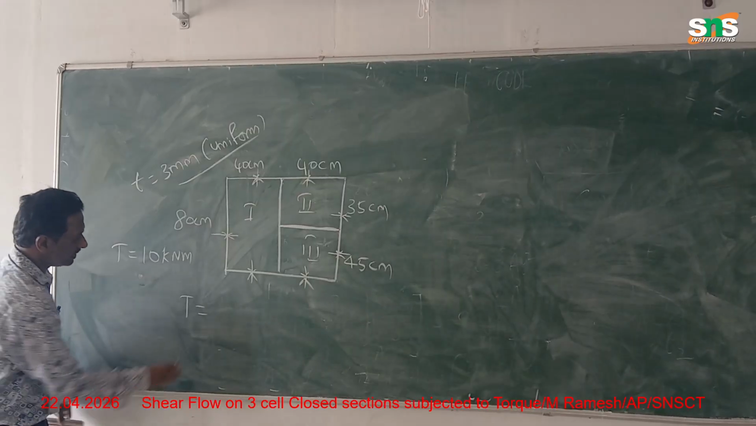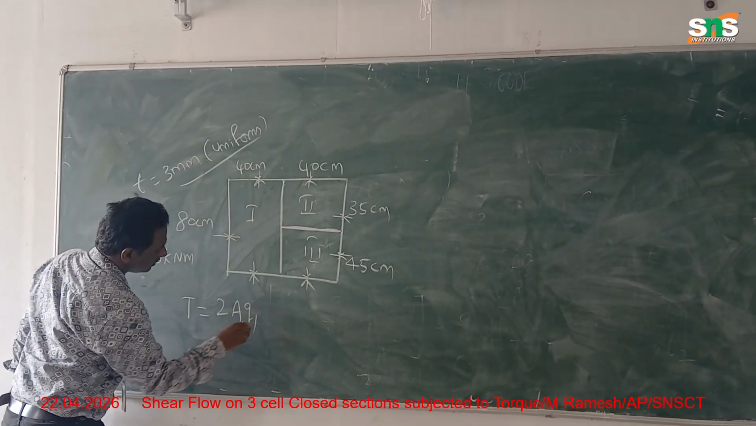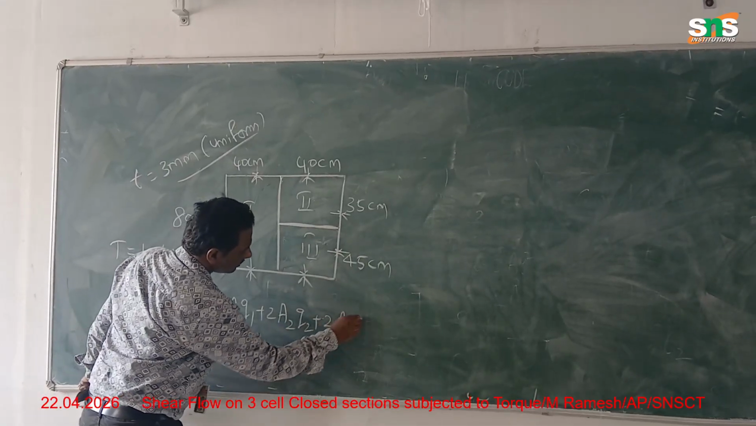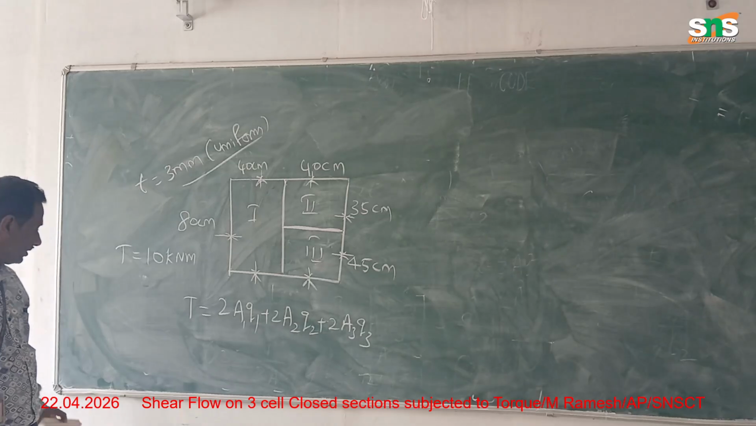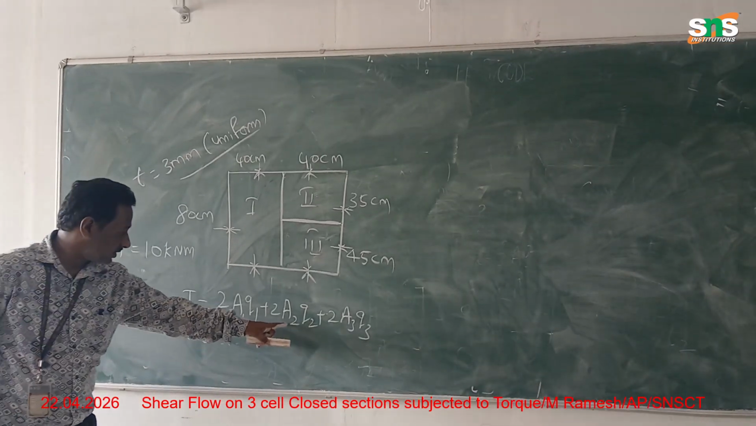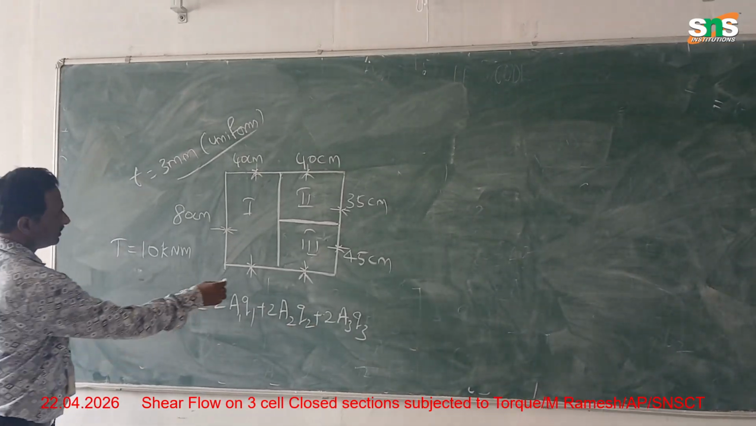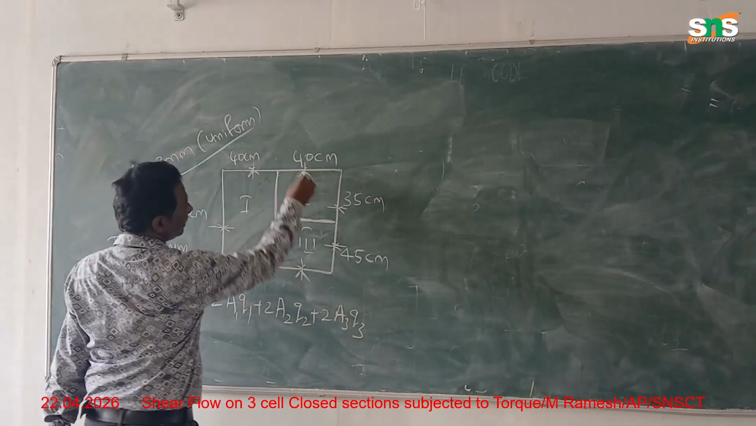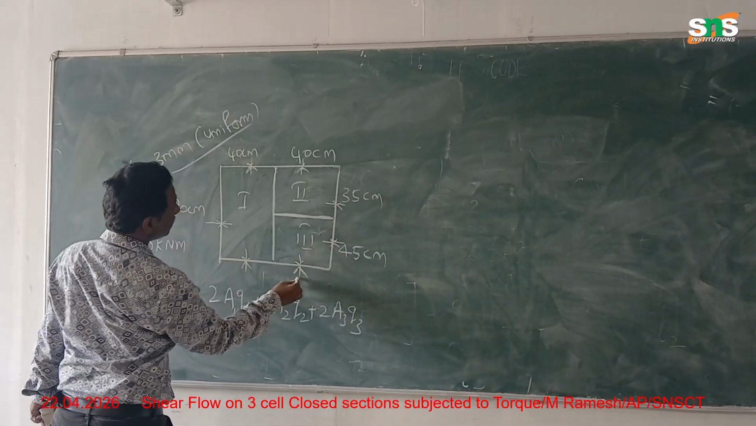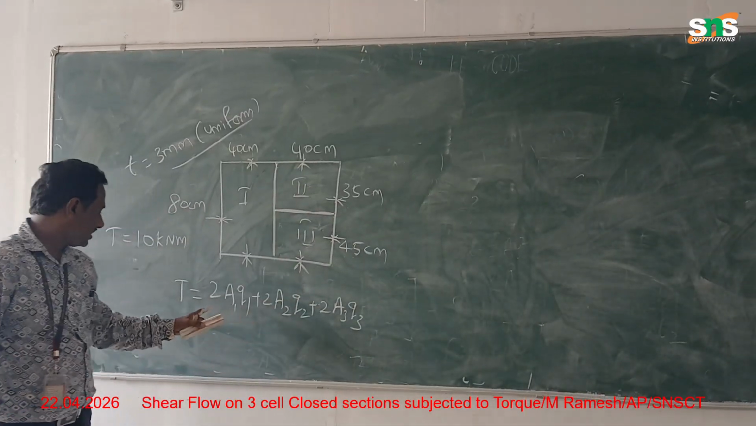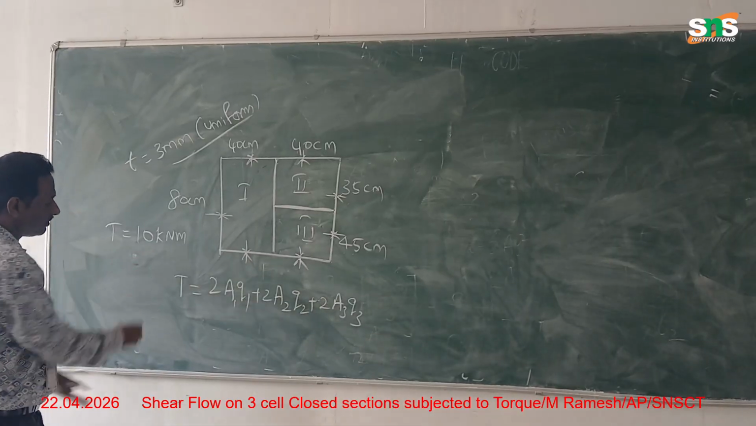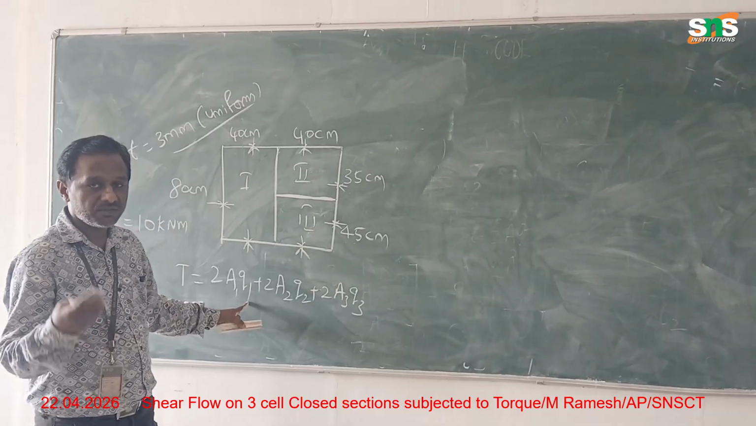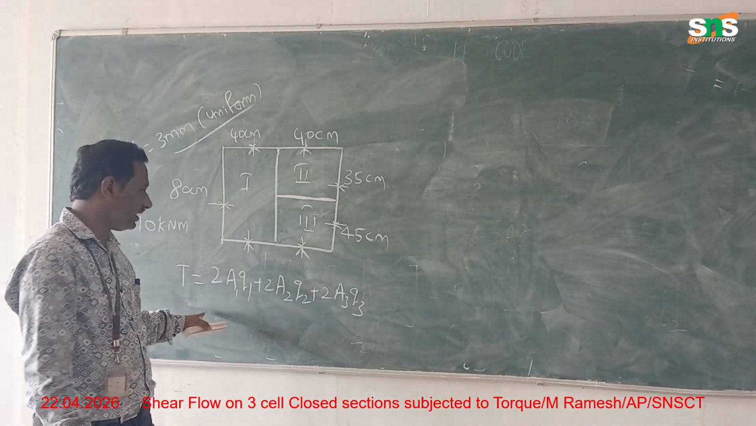The torque is 10 kNm, which is nothing but 2A1Q1 plus 2A2Q2 plus 2A3Q3. Here A1, A2, A3 are the cell areas. A1 is the first cell area, 80 into 40. The second cell is 40 into 35. The third cell is 45 into 40. We know the torque is 10 kNm, but the unknowns are Q1, Q2, Q3, three unknowns. So we need three equations. One equation is there, but how do we find the others?